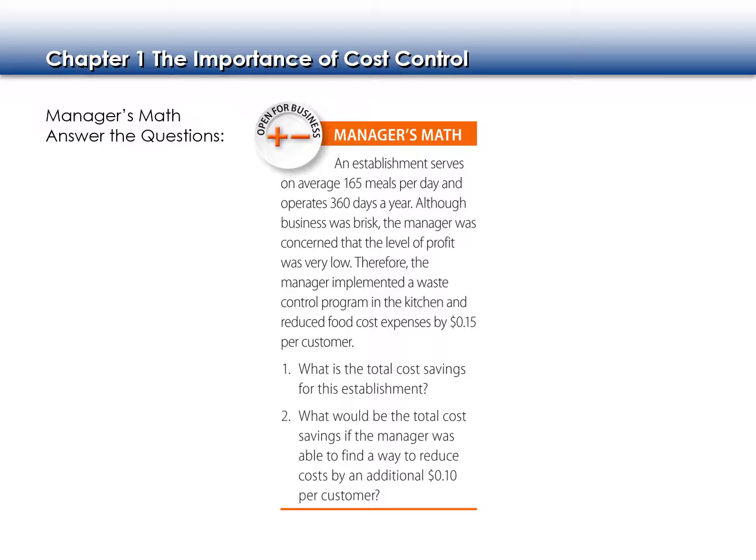Now, what if we wanted to reduce by an additional 10 cents per customer? Okay, so now let's do this. We can do 25 cents times 165 times 360 days. That's a small car. Well, maybe not today anymore. I don't know. That's good. Maybe still. Okay. That's a car.